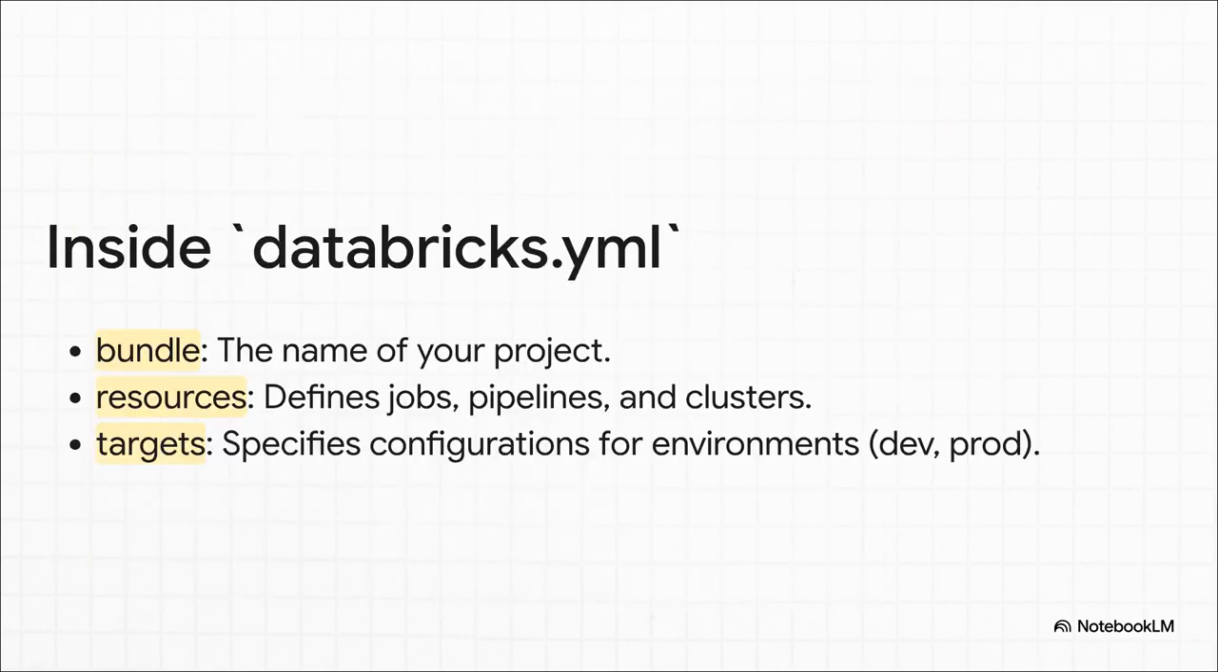And the heart of it all is this one file, databricks.yaml. It's pretty straightforward. Bundle is just the name of your project, no big deal. Resources is the what. This is where you define all the pieces, like your jobs and pipelines. And targets? That's the where. It lets you specify different settings for dev versus prod. It's literally the entire plan for your workflow in one place.